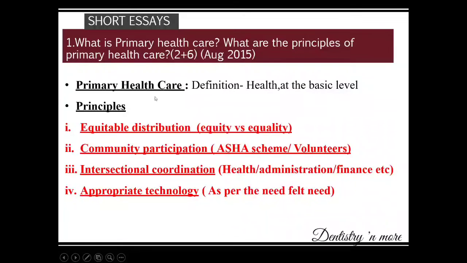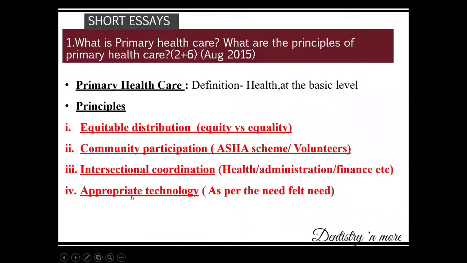And for primary healthcare there is always community participation, that is involvement of the community where the health care is being provided, like the ASHA scheme or other volunteers. They should be actively involved in primary healthcare. And there should be intersectoral coordination. Sorry about the spelling mistake. In intersectoral coordination, there should be coordinated activity. That is, the health, administration or finance sections, all should be coordinated.